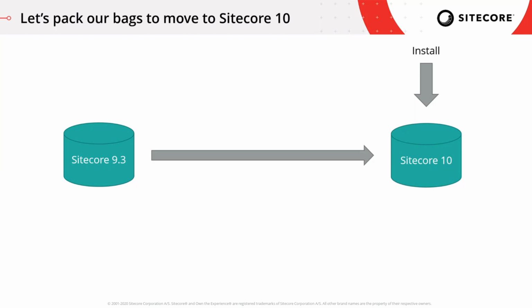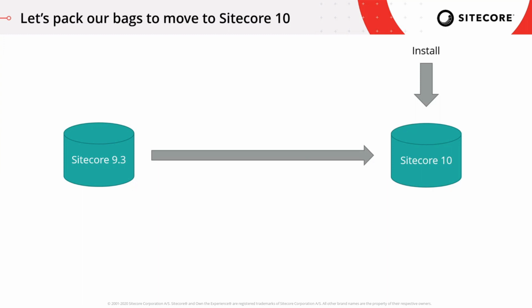I think the most logical step, therefore, would be to create a package of all of the stuff that you have in your Sitecore 9.3 installation and install that package on your freshly installed Sitecore 10 installation. Why can we do this?